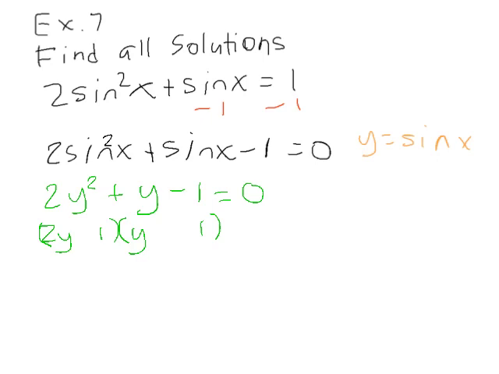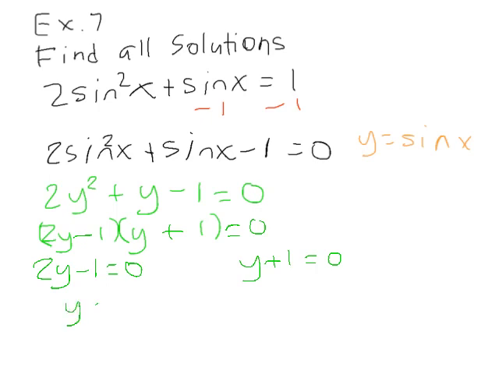On this, we want to end up with a positive 1y in the middle of the problem. In order to get the positive 1y, 1 times 2 needs to be the biggest number, so we would put a plus here and a minus here. So 2y minus 1 equals 0, and y plus 1 equals 0. Now solve for y. So y is equal to 1/2, and y is equal to negative 1.